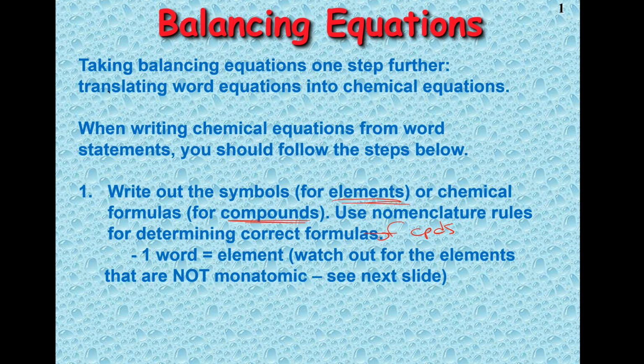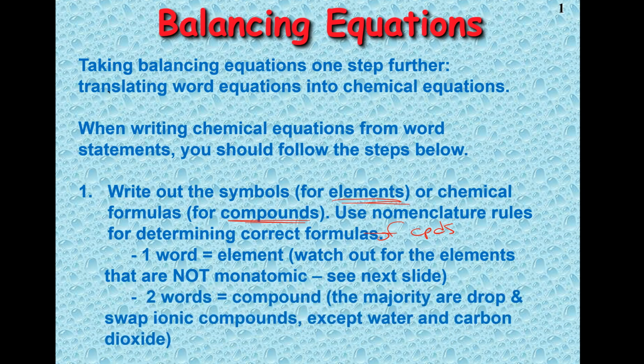If it has two words put together, that usually means it's a compound. The majority of them are going to be drop and swap ionic compounds. So magnesium oxide, two words, compound. The ones that I can think of that are obviously different is water, which is H2O, and carbon dioxide, which is not a drop and swap. You have to just write the formula by using the prefixes, so it's CO2.